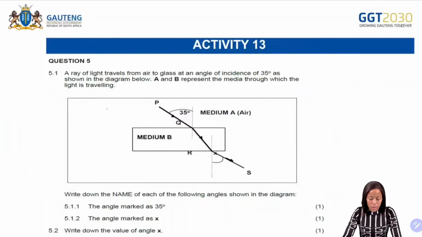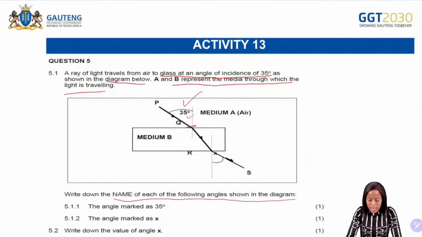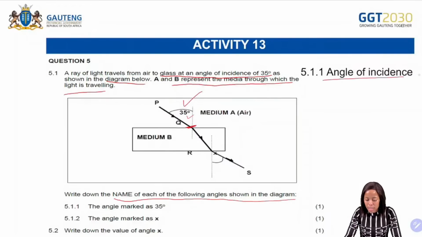Okay, so this one says a ray of light travels from air to glass at an angle of 35 degrees as shown in the diagram below. Then it says A and B represent the media through which the light is traveling. Write down the name of each of the following angles as shown. So the angle marked as 35, the one that will enter the glass block, we call that the angle of incidence.